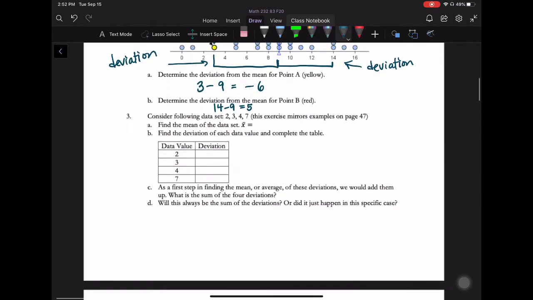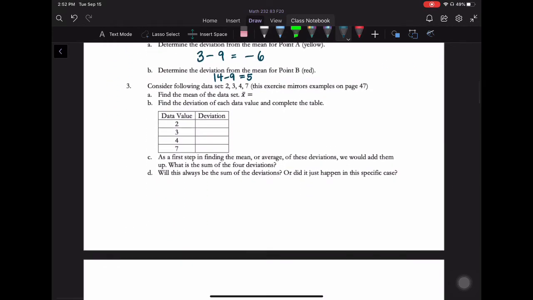Now we're going to tie in some ideas from Module 9, where we're calculating the mean, and we're going to be calculating their distances. I want you to consider the following data set, 2, 3, 4, and 7. I want you to find the mean of the data set. Remember, that means I'm going to sum all of the x values and divide that by n. 2 plus 3 plus 4 plus 7 is 16. And 16 divided by 4 is 4. So the mean of this is 4. And remember that mean means average.